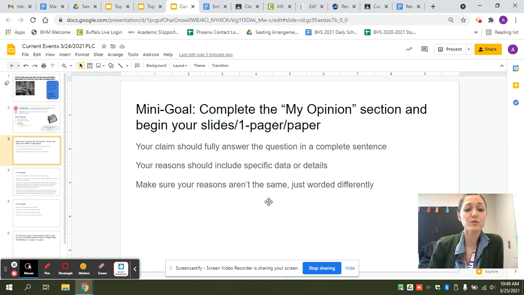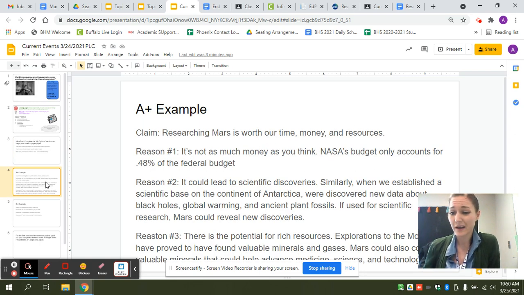All right, so note that your claim should fully answer that question that you created, and it should be in a complete sentence. Your reasons should include specific data or details that'll support your answer, and make sure your reasons aren't the same, just worded differently. So if one reason's about cost, you might want to make your other reason about ethics or whatever applies to yours. You don't have three reasons just about how expensive it is to do something.